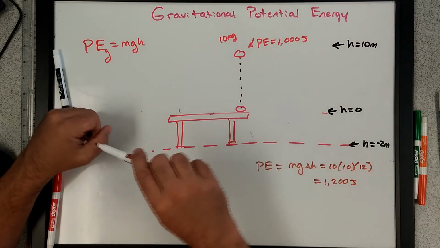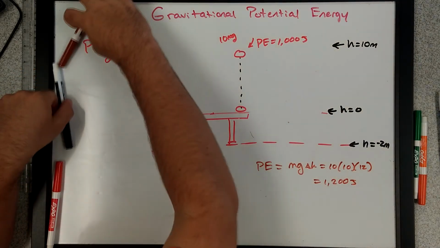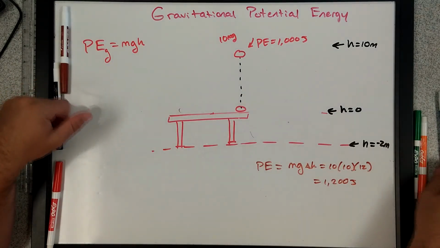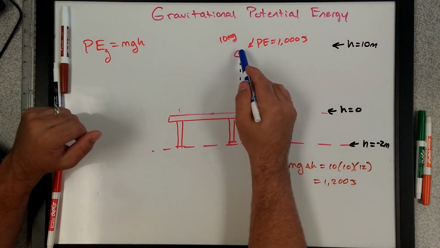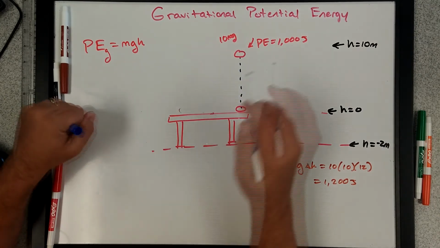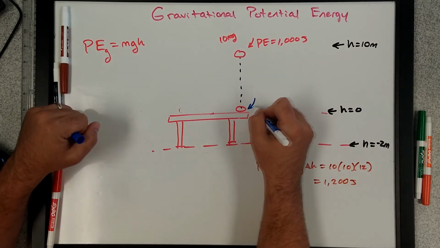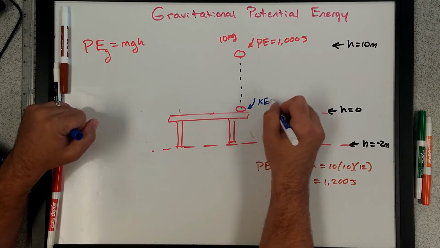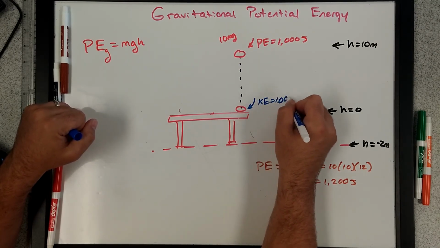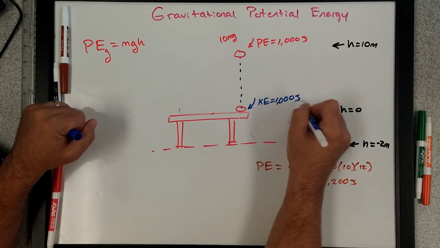So if this object, ready for this? This is where we're going to do a little foreshadowing of conservation of energy, but might as well drop it on you. And drop it. Here we go. If I drop this object from this height and it falls to the table, it's going to go from 1,000 joules of PE to right before hitting the tabletop, KE of 1,000 joules, as long as there was nothing lost to the environment. There was no energy loss.